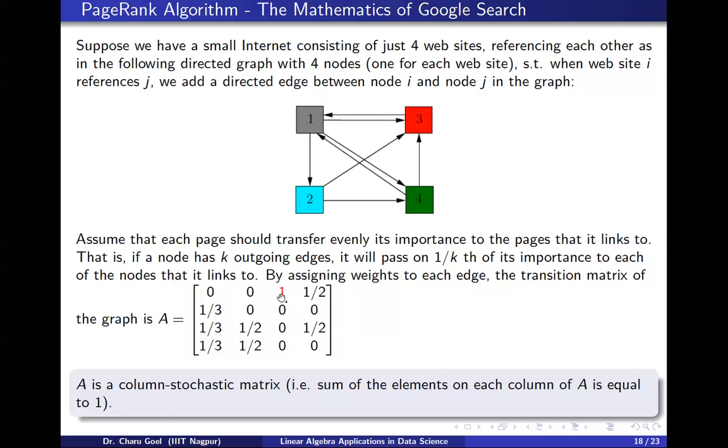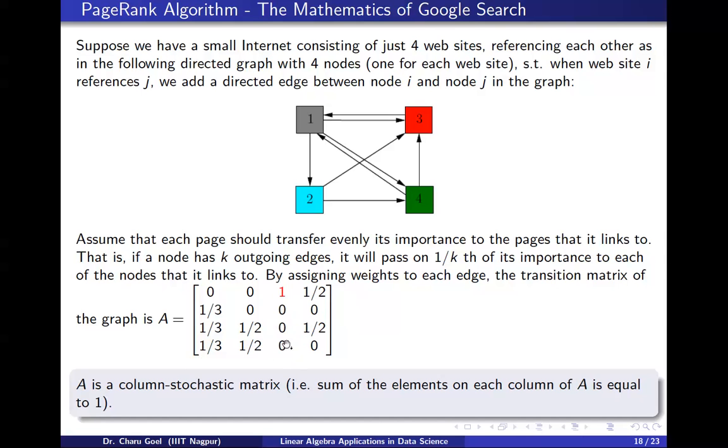First row means 3 is linking to page 1, 3 is not linking to page 2, 3 is not linking to itself, and 3 is not linking to 4. Now A is a column stochastic matrix. That means the sum of the elements on each column of A is equal to 1. So the sum of the third column, the fourth column. Maybe sometimes you could have got a 0 column.